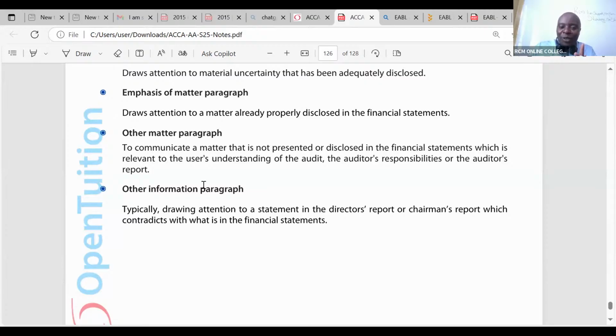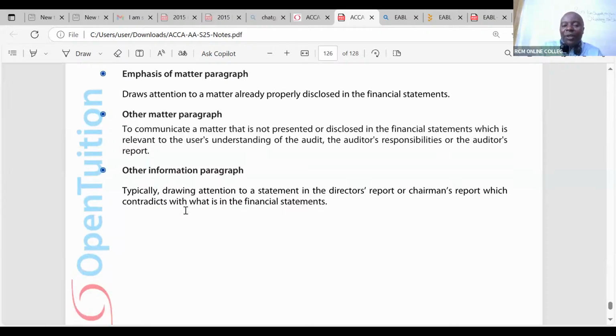Let's compare these two very well. Other matter paragraph: to communicate a matter that is not presented or disclosed in the financial statements, which is relevant to the users' understanding of the audit, the auditor's responsibilities, or the auditor's report. And then we have the other information paragraph, typically drawing attention to a statement in the director's report or chairman's report, which contradicts what is in the financial statements here. All right, no worries. So the one that I was explaining is this other information paragraph.